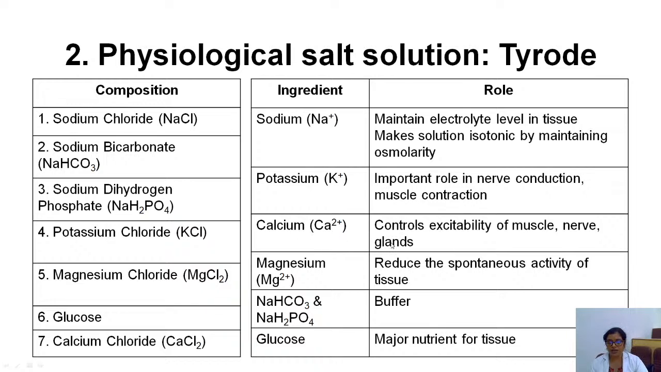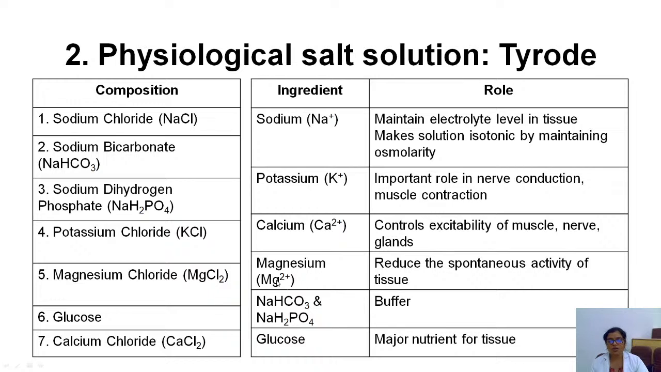Next is calcium ion. So what does calcium do? We all know calcium is responsible for the excitation contraction of the muscle, nerves or glands. In the case of muscle, it is for excitation contraction coupling. In nerves it is used for conduction. And in glands it is used again for the release of the substance.